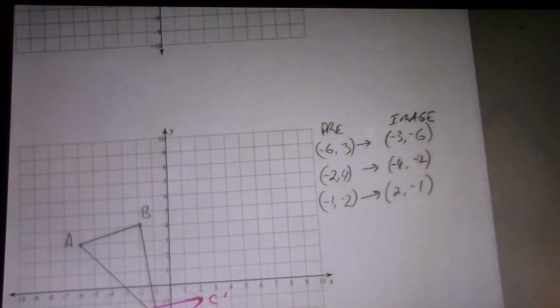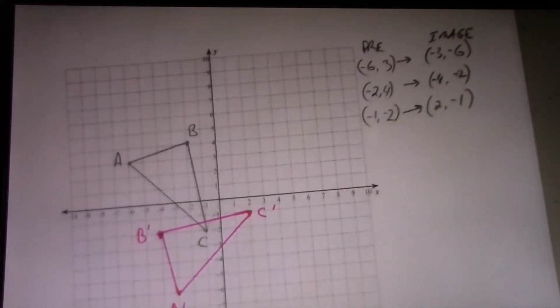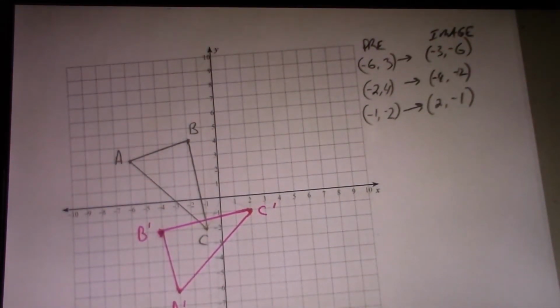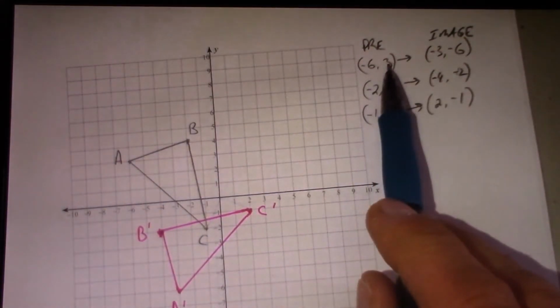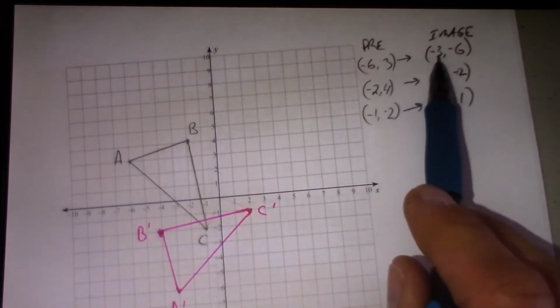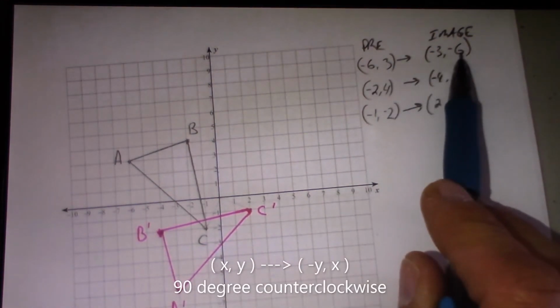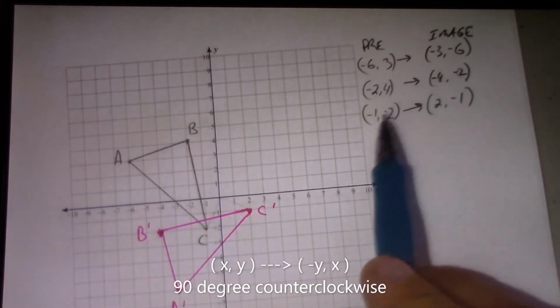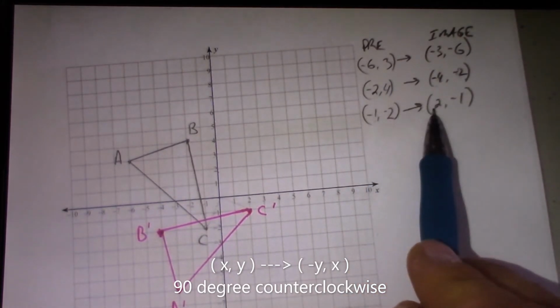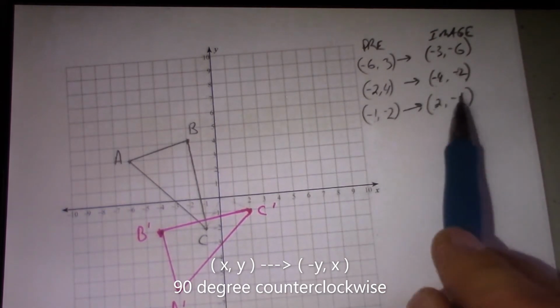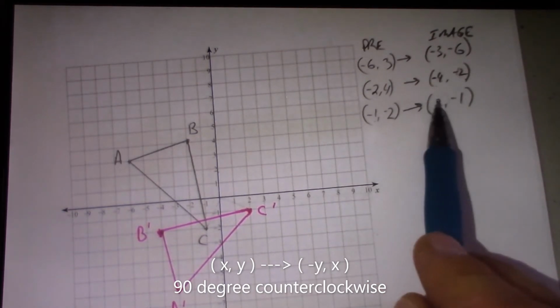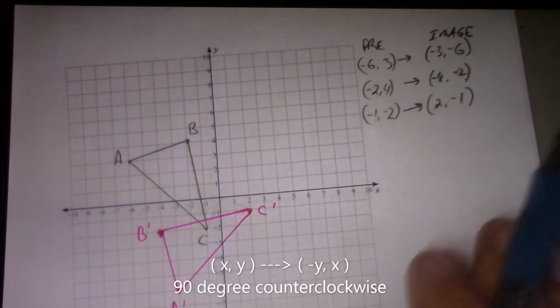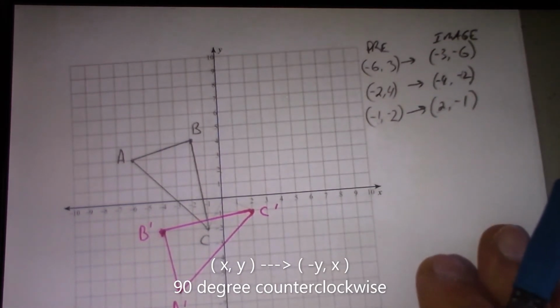Okay, so what kind of rotation is that? The x, y became opposite y, x. So the x and y changed places, and what was the y became opposite. So what kind of rotation is that? Here it is.